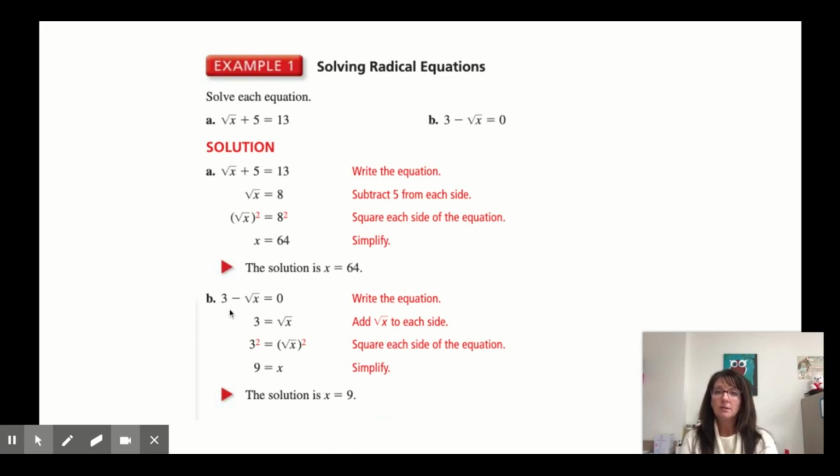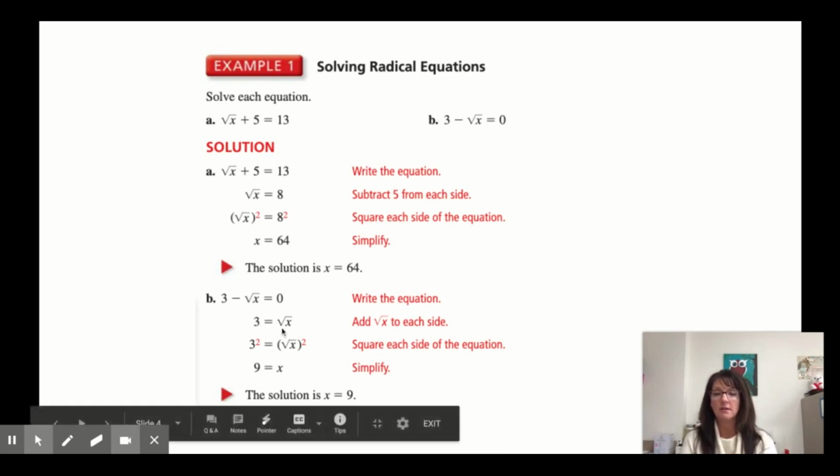Since this is 0, we could add the square root of x to both sides. You could always subtract 3, then divide by a negative 1, things like that. We're working with equations, nothing reverses. But when we're left with 3 is equal to the square root of x, we want to square both sides so that we can get x out from under the radical symbol. 3 squared is equal to 9, and the solution is 9.